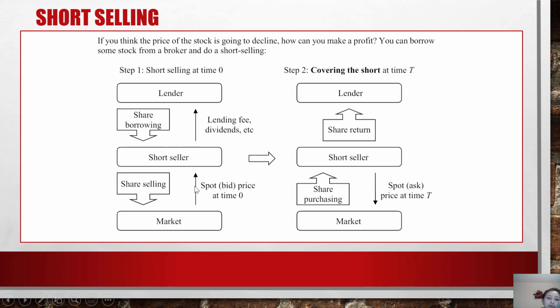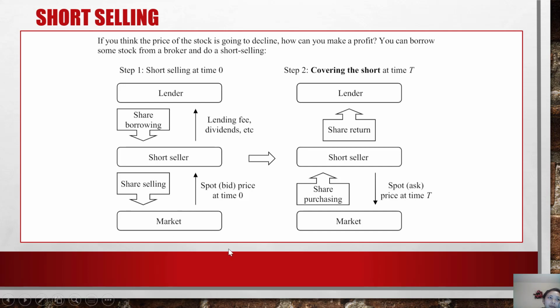You go through some process, you pay the fee, the dividends, etc. to buy one share from the lender, and then sell it to the market maker. And they receive a cash of S0. And this amount, S0, is usually called the proceeds from the short selling.